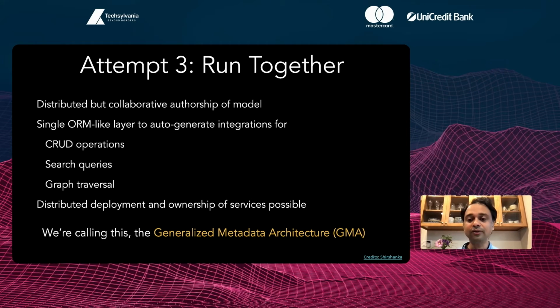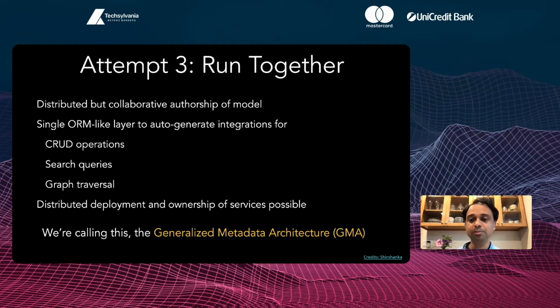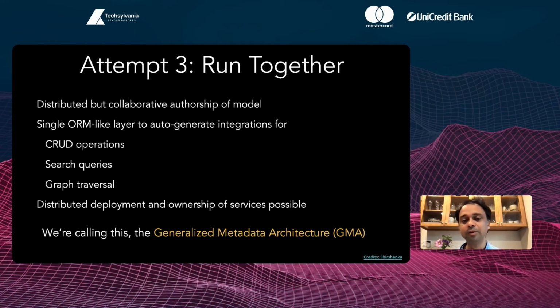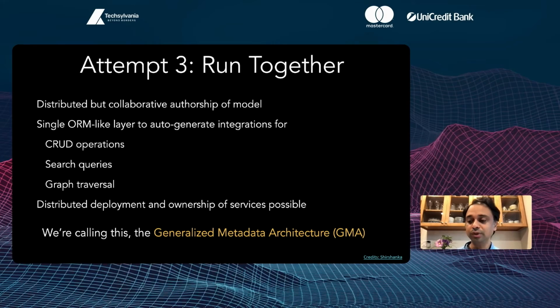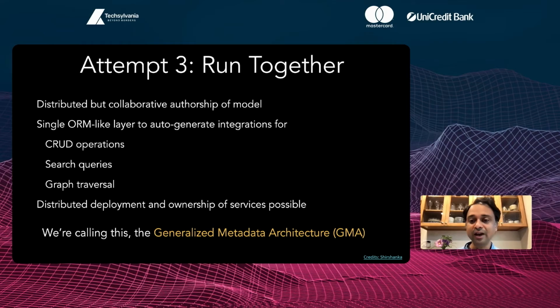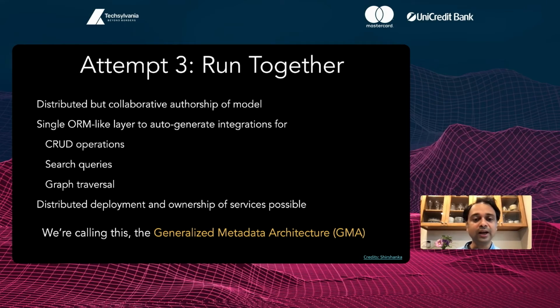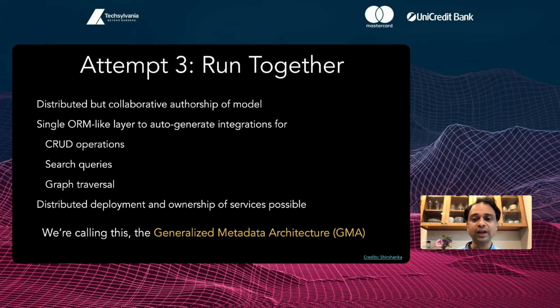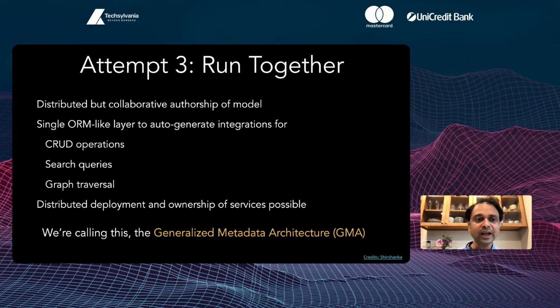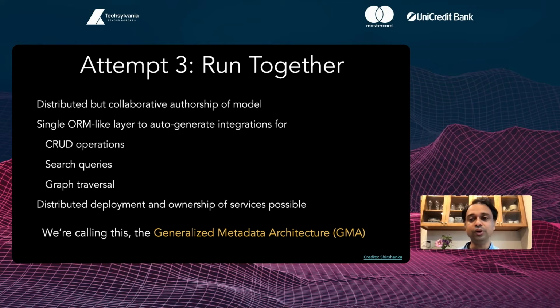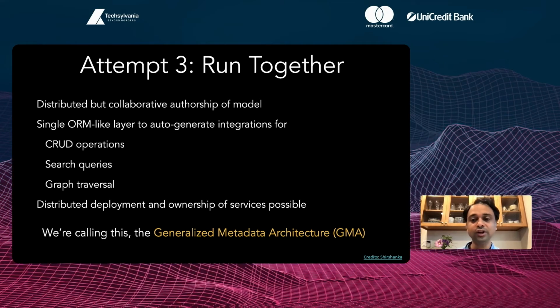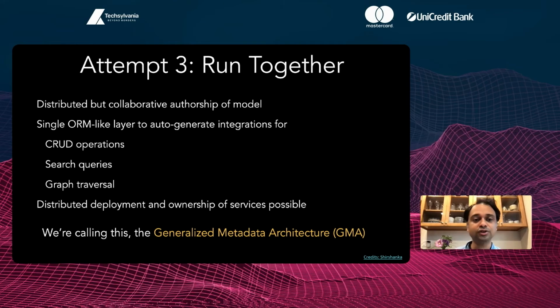So what we want to have is a distributed ownership model. So each of the teams that own and publish their metadata should be able to move at their own cadence. And on the other hand, they need to be able to deploy their metadata service when they want it. And one of the things that we observed is every metadata service has a few operations that they would need to do for any metadata service, right? So they would need to support CRUD operations, they would need to support search queries, and they would need to support graph queries, right? Maybe others, but these are sort of the minimum.